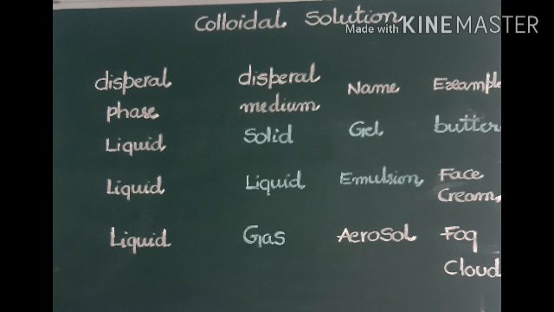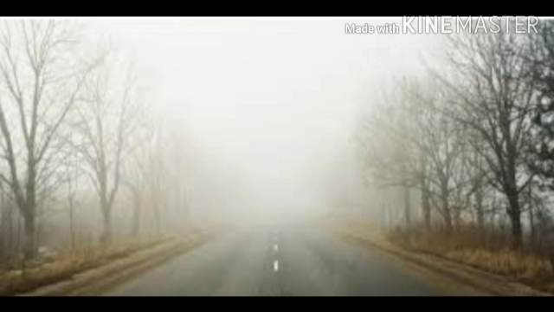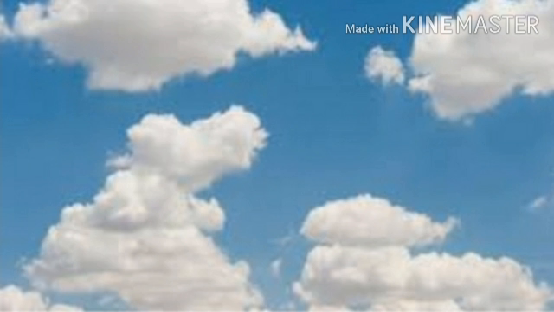And third one is dispersal phase is a liquid and dispersal medium is gas, and type of the colloidal is aerosol, and best example of fog and clouds. Fog and clouds are the best examples of aerosol. Here dispersal phase is liquid and dispersal medium is gas, and type of the colloidal is aerosol.